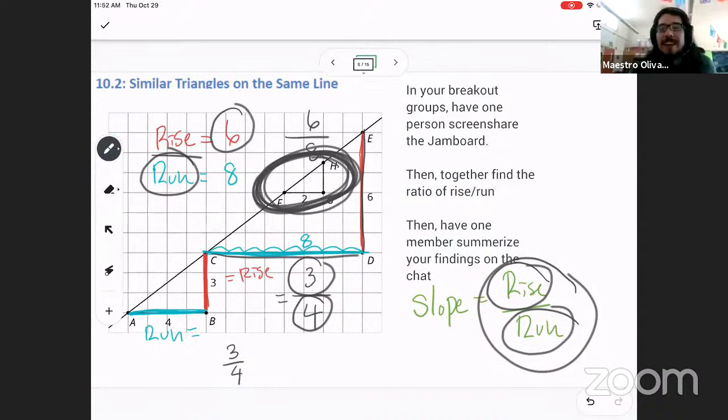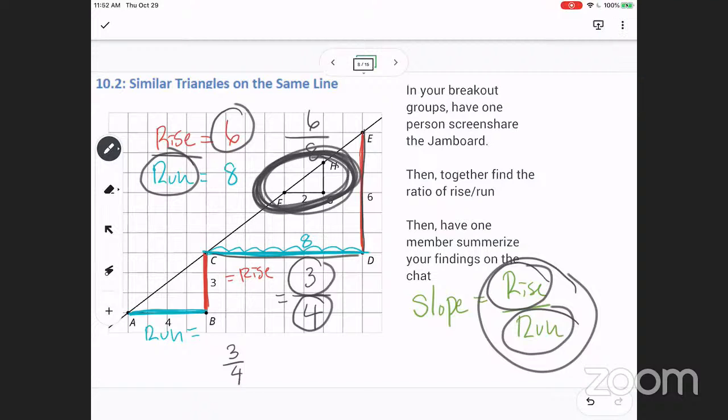All right, did you find it? Did you find the fraction? What's the fraction? 2/2. Ooh, close, close, close.